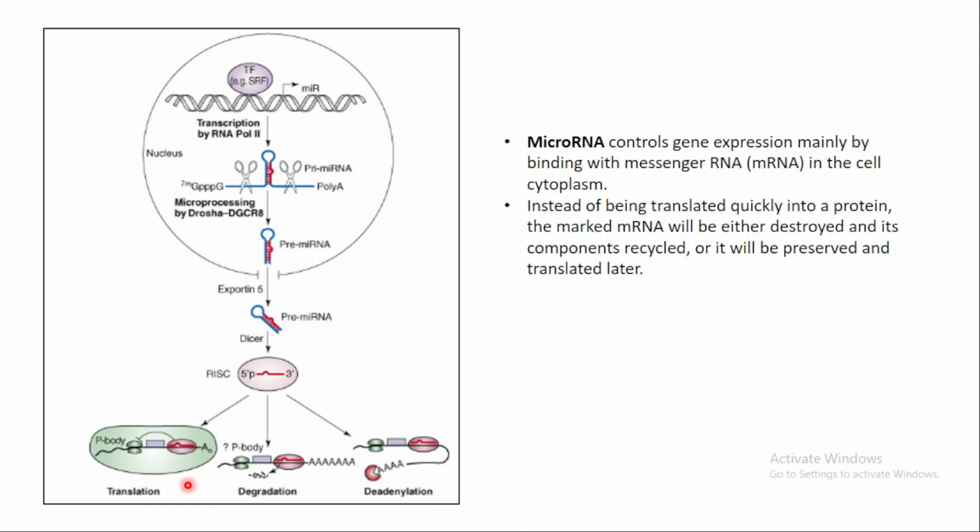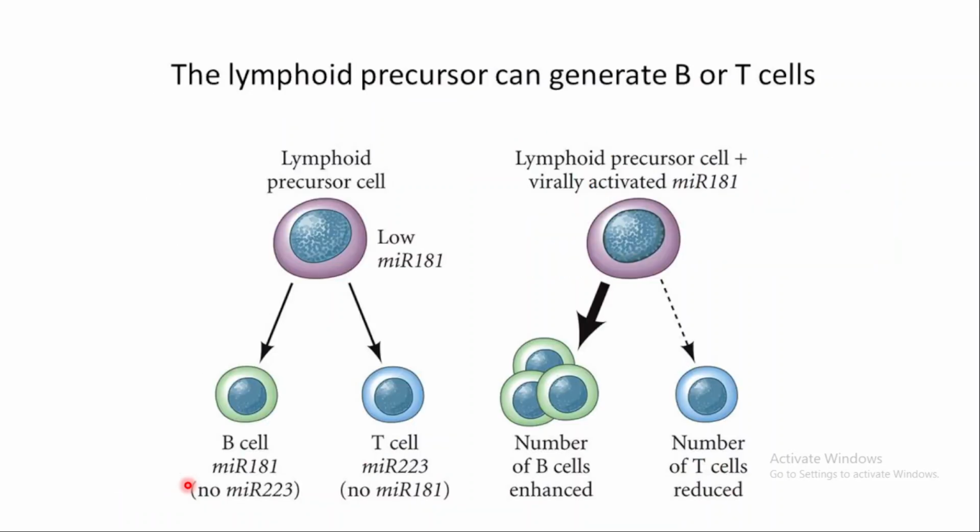So this is the general principle by which microRNAs work, and here we saw the influence of microRNA 181, which promotes B cell proliferation from the lymphoid precursor cell, and in the absence of microRNA 181, T cell production can increase.